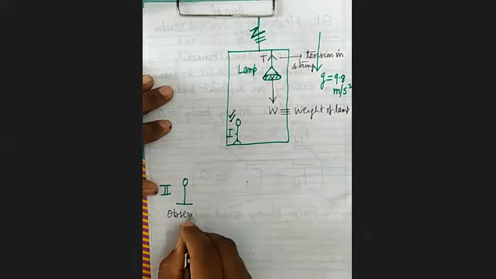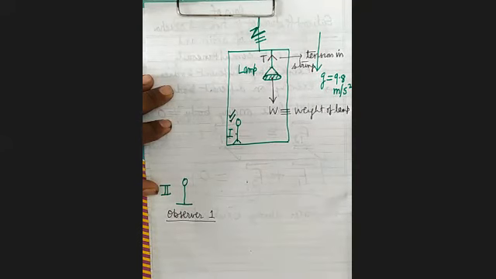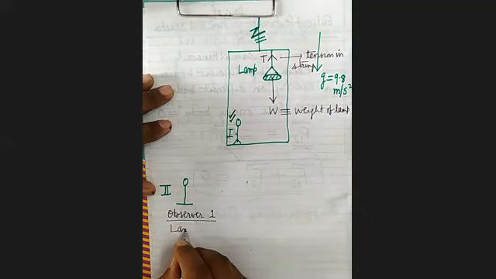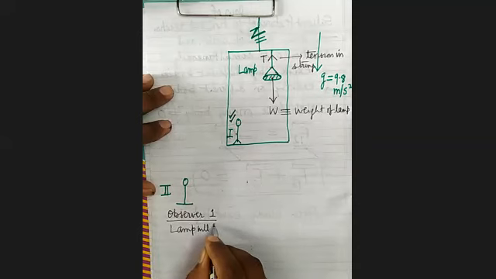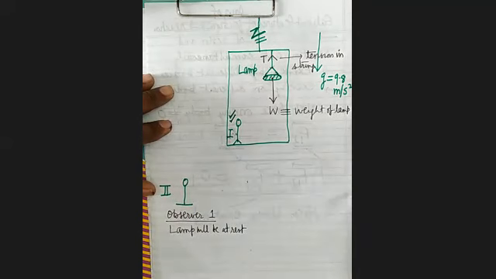Who can tell? When you are sitting inside a train, what will you conclude about the other passenger who is sitting in front of you? They are at rest with respect to you. Likewise, the lamp will be at rest. What will be observed by observer one? The lamp will be at rest.